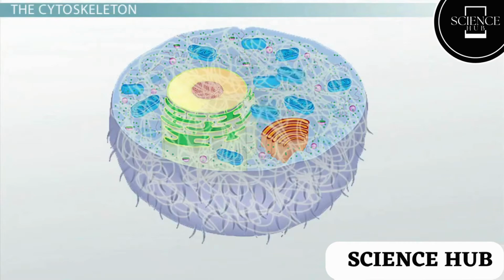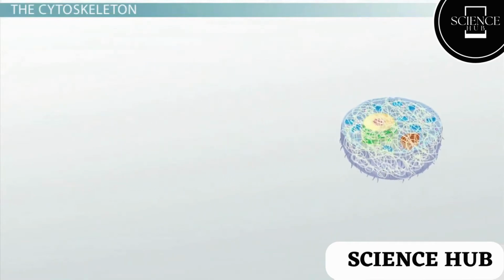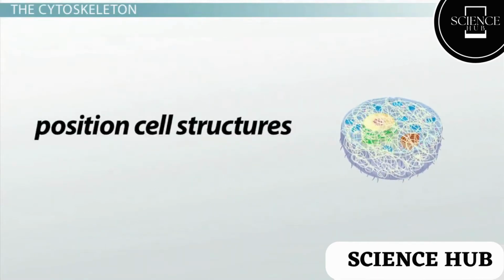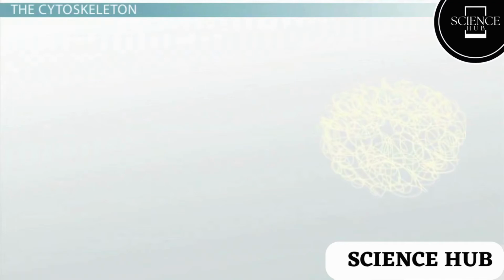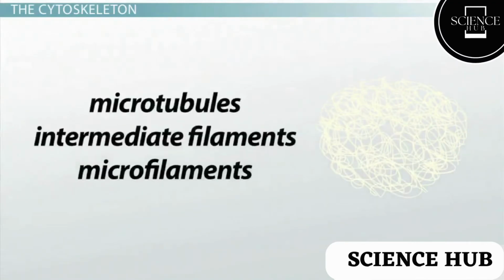A cytoskeleton can position cell structures in specific places within the cell, or it can move cell structures from one end of the cell to the other. A cell's cytoskeleton is comprised of three different types of fibers: microtubules, intermediate filaments, and microfilaments.